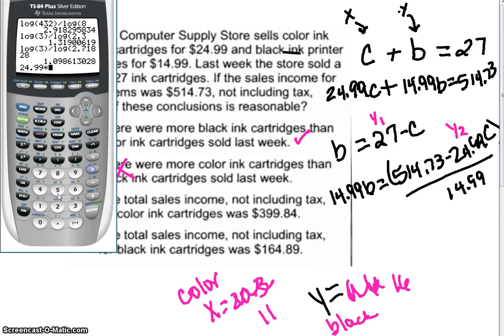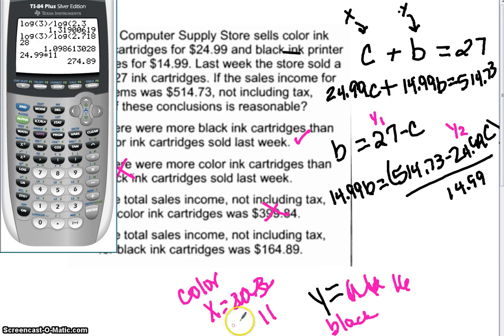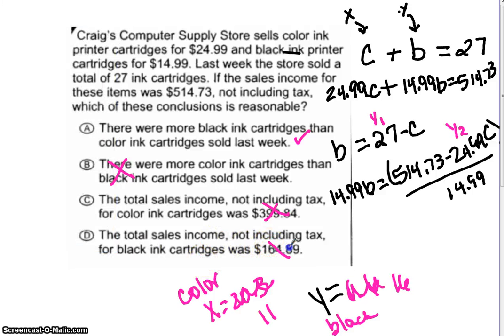24.99 times 11 is $274.89, so that's not right. The total sales, not including tax, for black was $164.89. Well, black was $14.99 times, whoops, go back over here, times, they said they sold 16, and we get 238.4, so it's not that one. So A is the answer.